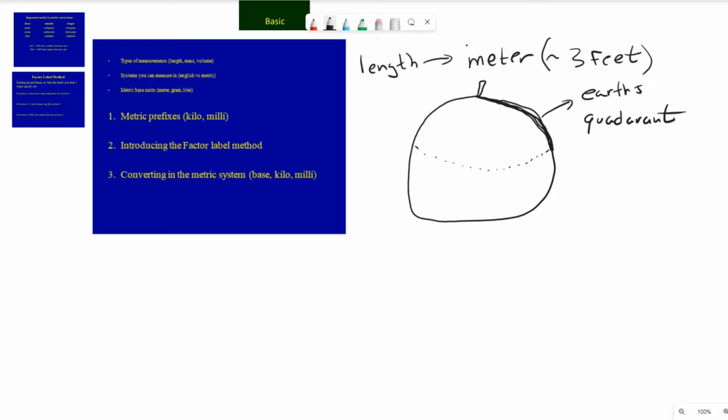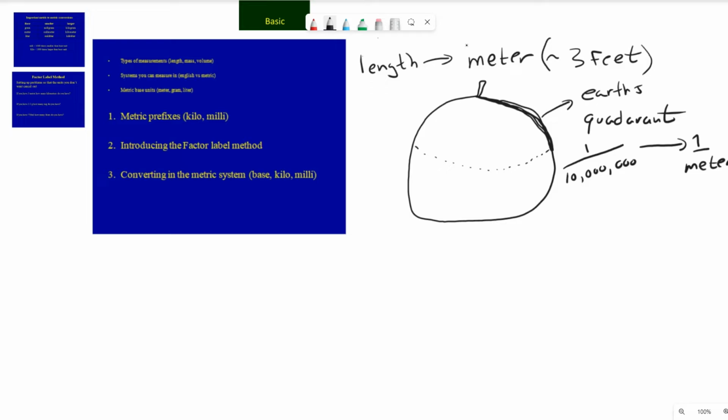And what that is basically is a quarter of the way around the Earth. If you take that distance and divide it by 10 million, you get exactly 1 meter. So if you take the distance from the North Pole to the equator and divide it by 10 million, it comes out to about 3 feet, or a meter. That's how they came up with the length of a meter. They used something that would not change, that they could measure over and over again, the distance from the North Pole to the equator, and that's how they came up with this standard length of 1 meter.